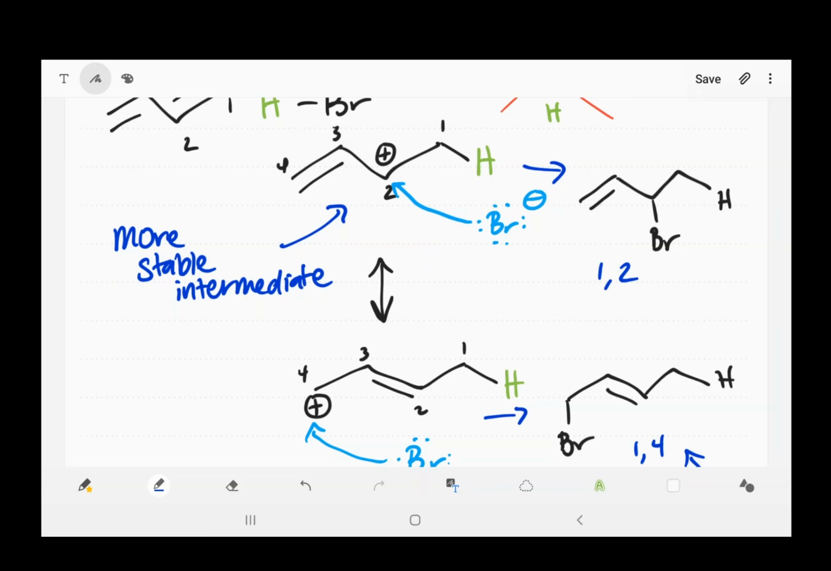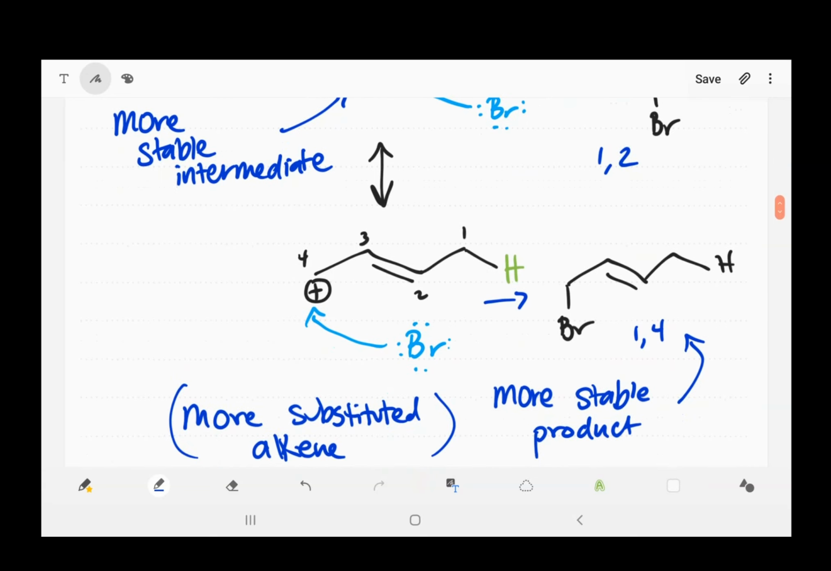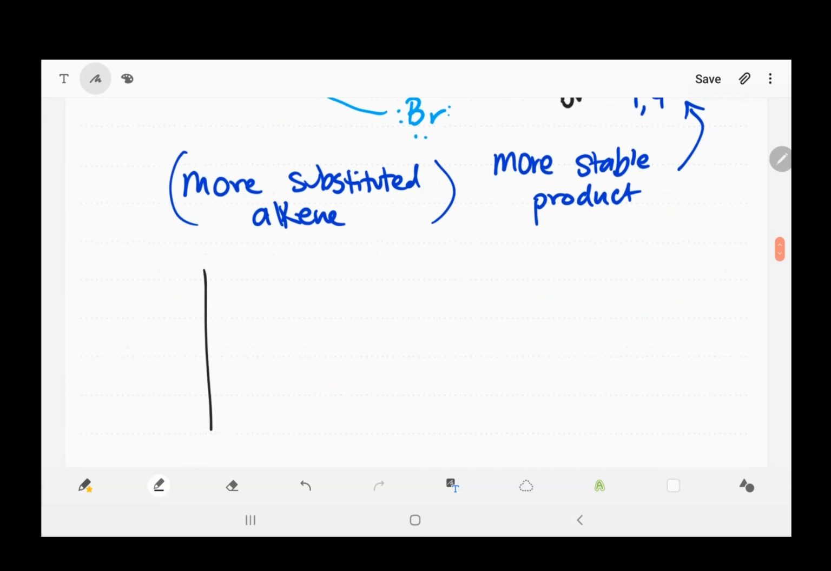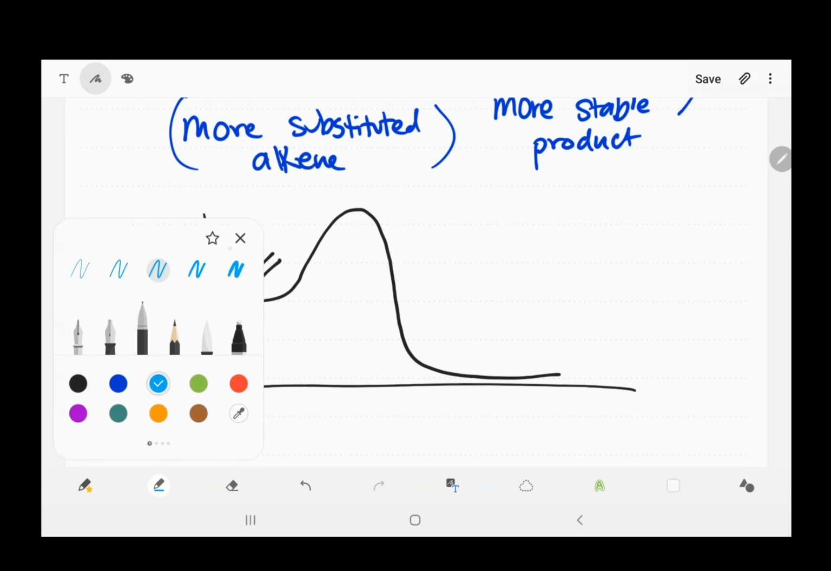The more stable your intermediate is, the longer it stays in that state. And so the more likely you are to be attacked by your bromine here and form your 1,2 adduct. By contrast, though, we're going to see that the less stable intermediate will end up giving us the more stable product. And so if we want to look at these in terms of a graph, our absolute favorite things in chemistry, if we've got our butadiene here, we have 2 options.